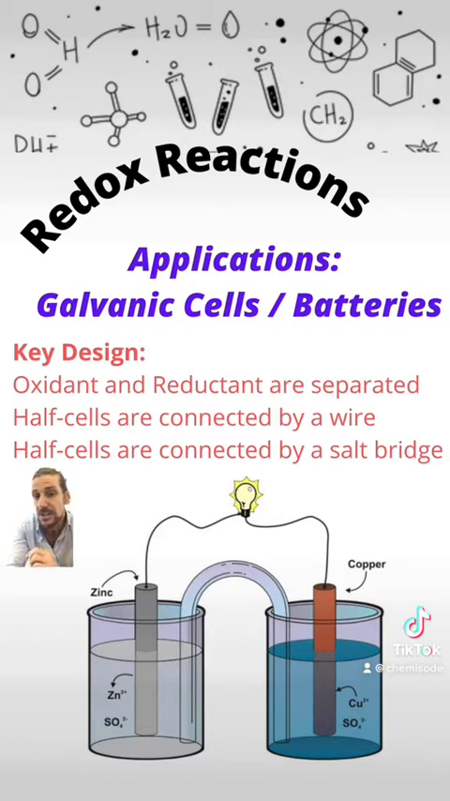Now, the key feature here is our oxidant and reductant are separated. What that means is our transfer of electrons that happens in our redox reaction has to travel through an external wire. And the flow of electrons is electricity. So the key thing here is, in making a battery, we need to have an oxidant and reductant which are separated, but connected by a wire and also connected by something else called a salt bridge or an electrolyte, which I'll talk about later on here.